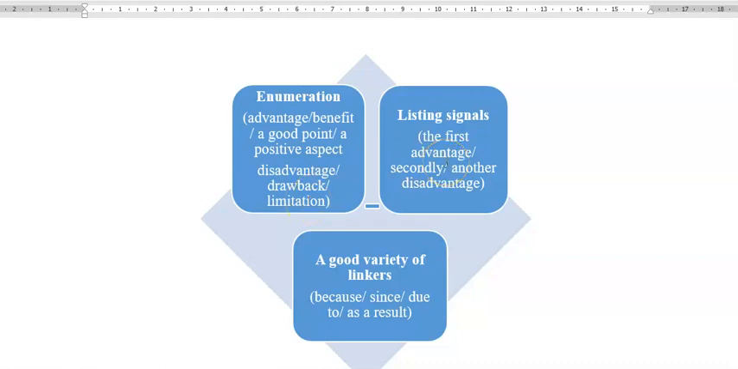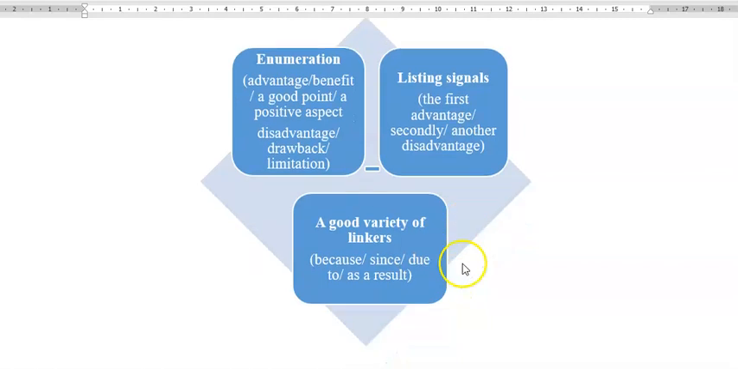Also guys, to maintain organization, we need listing signals in our paragraph, such as the first advantage, the second drawback, for instance, or another positive aspect. And the last one is about linkers. We need to include a good variety of linkers in our paragraph, such as because, since, due to, as a result of, to explain the relationship between words, sentences, and ideas.